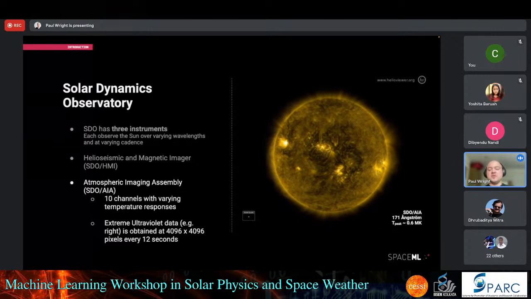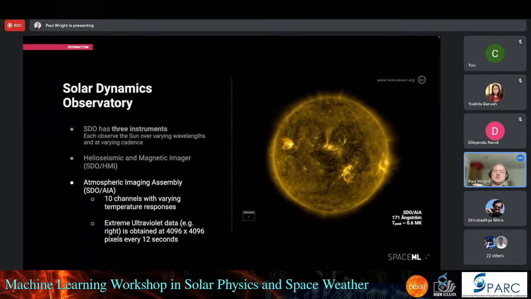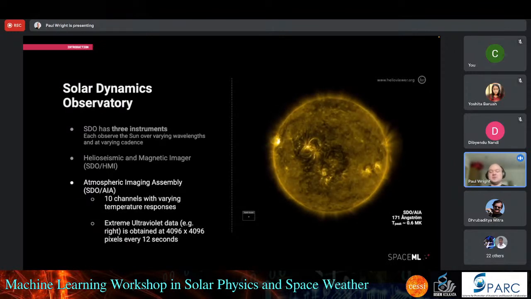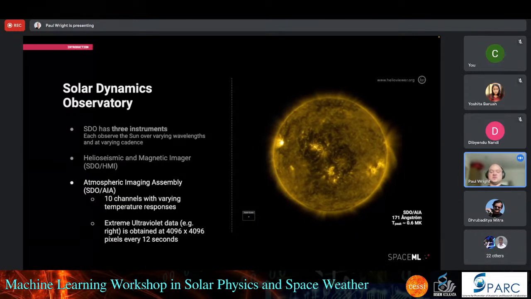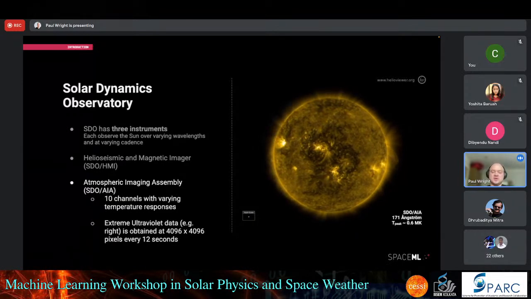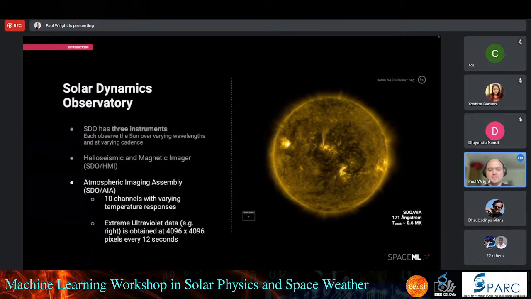As we know, the corona is filled with unresolved high temperature loops. And these are connecting regions of opposite polarity, as we showed in the HMI data. And these features occur across a wide range of scales, as you can see here.